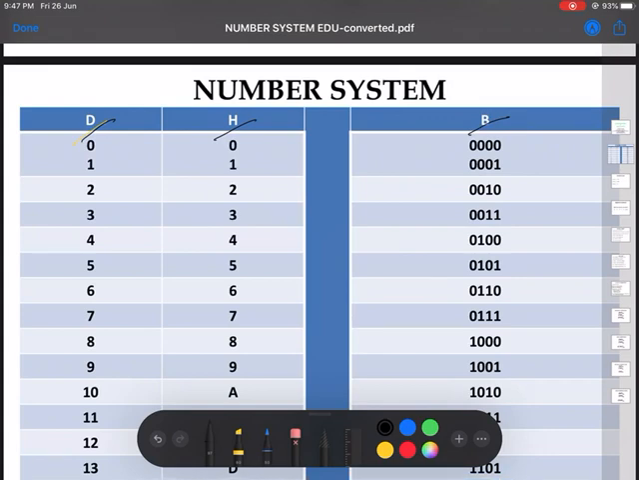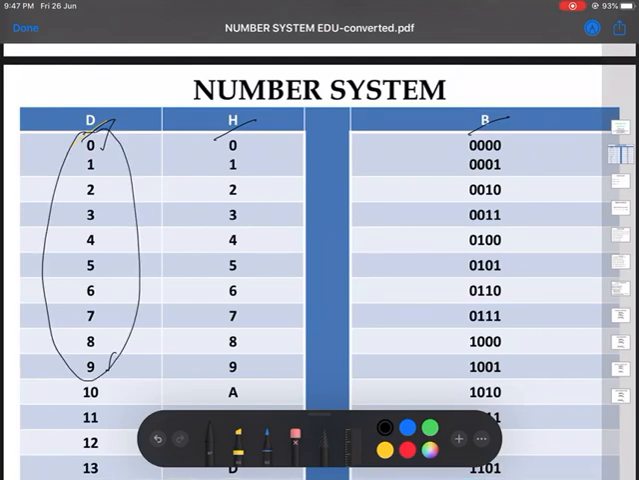Hexadecimal number system we need actually to understand and use, and this binary number system. Here you can clearly see when you talk about decimal, it starts from 0 and goes till 9. Total digits are 10. That's why it is called decimal system.